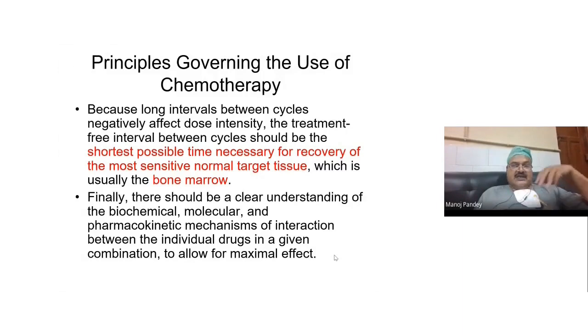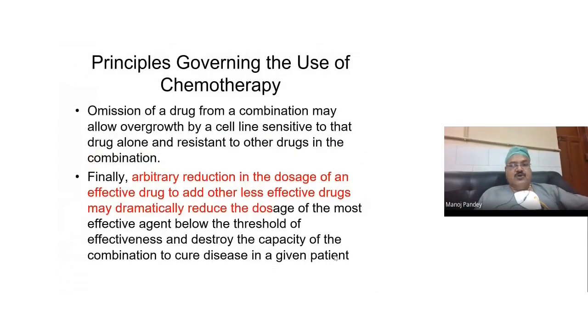Now, how do you decide what is the best time interval between two cycles? This time is basically determined by looking at the recovery of the normal body cells, and the most sensitive to chemotherapy, as I said, is the bone marrow. So you give a chemotherapy, then give the optimal time for the bone marrow to recover back to normal before you give a second cycle of chemotherapy. It is important to know the biochemical, molecular and pharmacokinetic mechanisms and interactions between individual drugs before you can use them in combination. Otherwise, you end up having more toxicities.